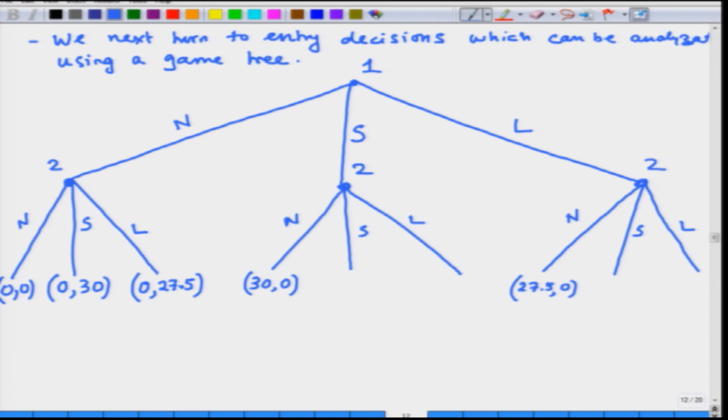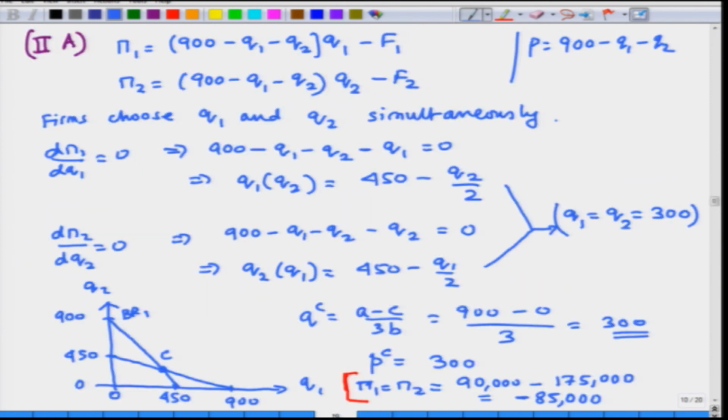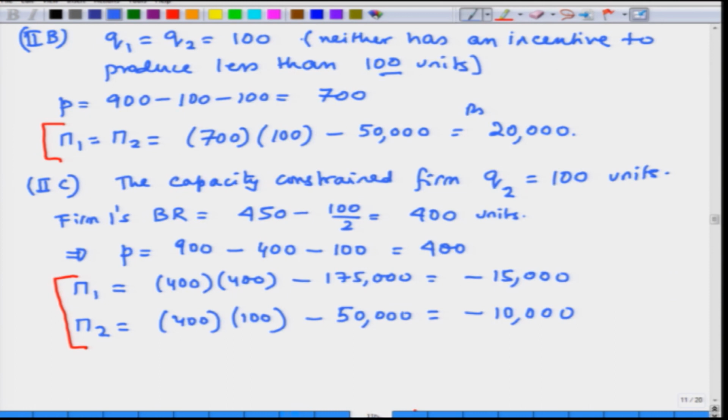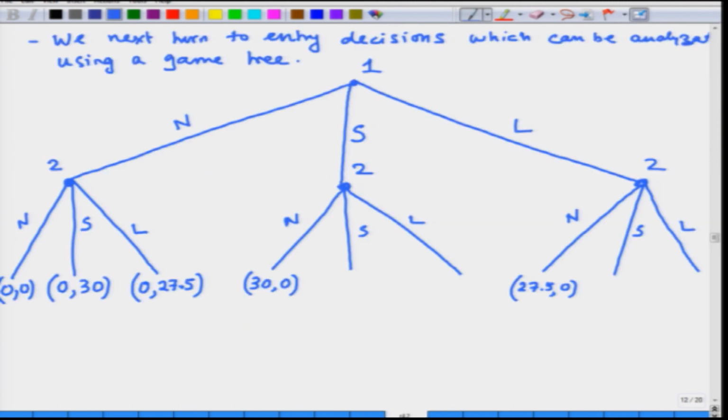Now comes the case where both the firms are in the market. So, if both the firms have invested in smaller capacity, which corresponds to case B, let us look at what happens in B. If both the firms have invested in smaller capacity, then each gets a profit of 20,000. So, essentially firm 1 gets 20 and firm 2 also gets 20.